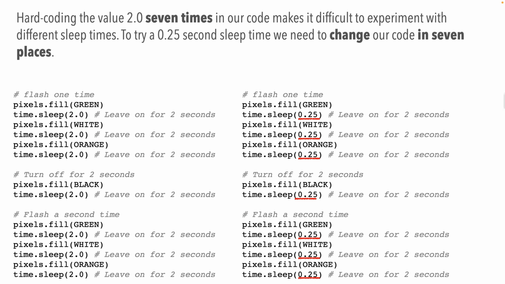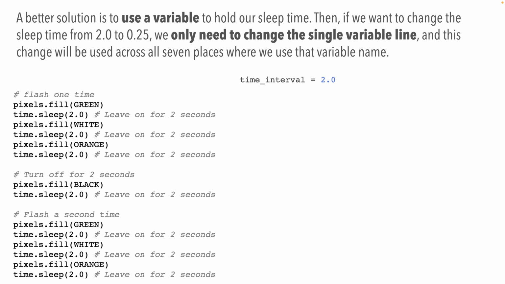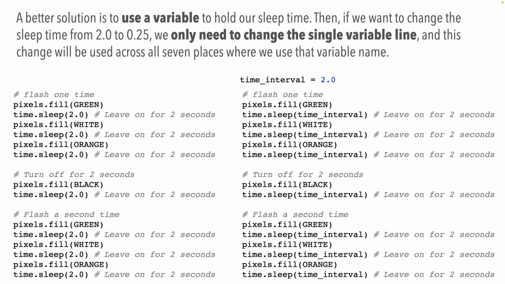A better way to code this would have been if we created a single variable with the value of the seconds we wanted to use, and then use that variable name instead of hard-coding the number 2.0 in here. In this way, if we wanted to experiment with values, we could just change the value of the variable instead of having to make 7 changes in our code.